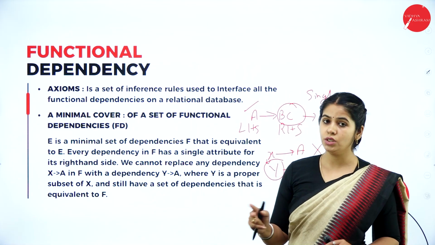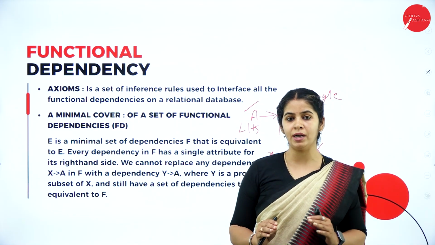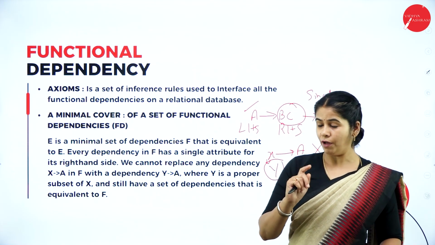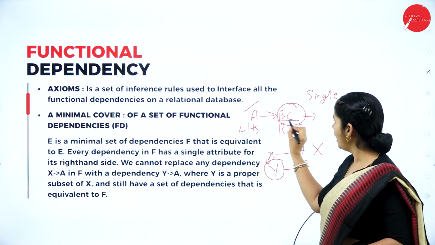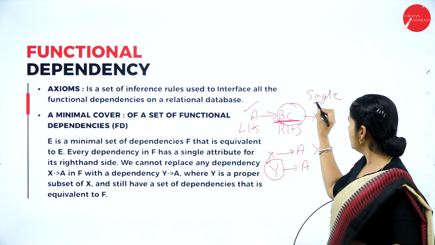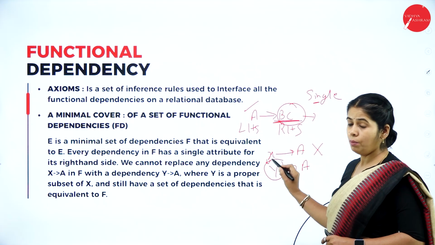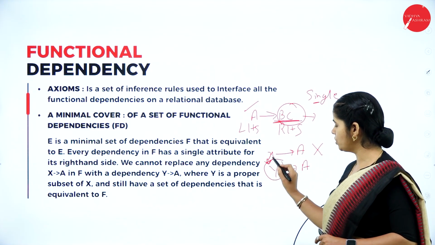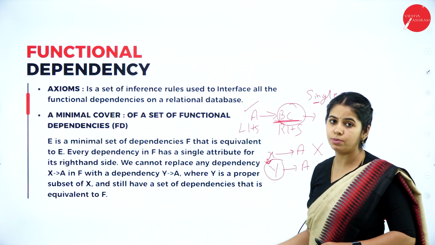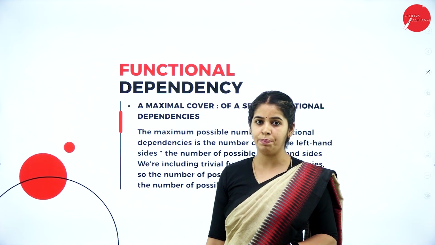There are two conditions. If we want to say the functional dependency has a minimal cover, first, the right hand side should have only a single attribute, and second, the left hand side should not have a proper subset that determines the same attribute in another functional dependency.